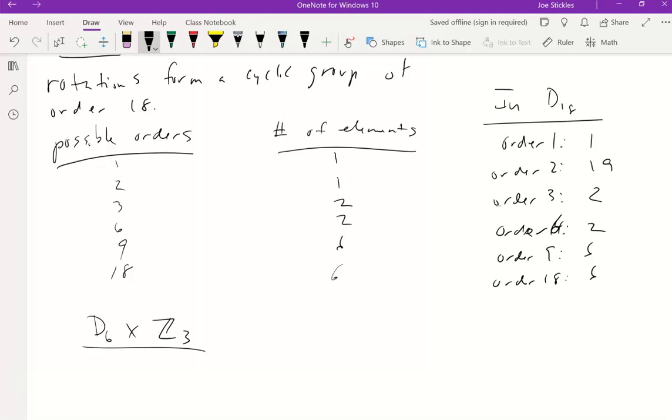So are there any elements of order 18 in D6? No, the biggest order is 6. So can I even get an element of order 18 in D6 cross Z3? No. So can D6 cross Z3 be isomorphic to D18? No, because they have different numbers of elements of order 18.